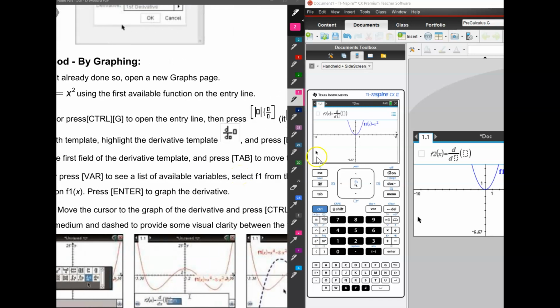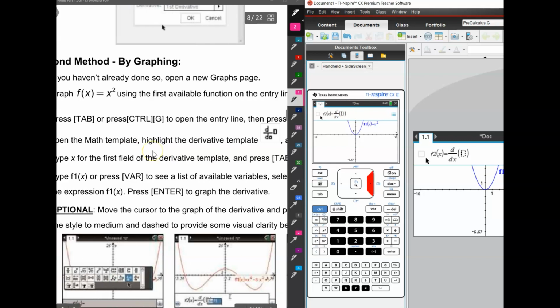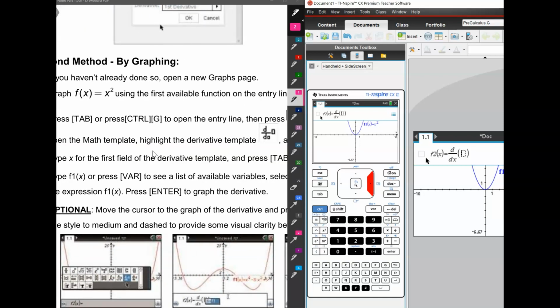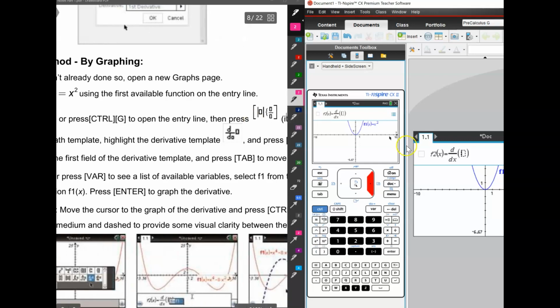Type X for the first field of the derivative template. So right here, I type X. You type X in the first little box. Then if I continue, press tab to move to the second field. Type F1 of X or press var to see listed variables. So I could say F1 of X. I literally type F and 1, of X, and you just put your own parentheses for that?